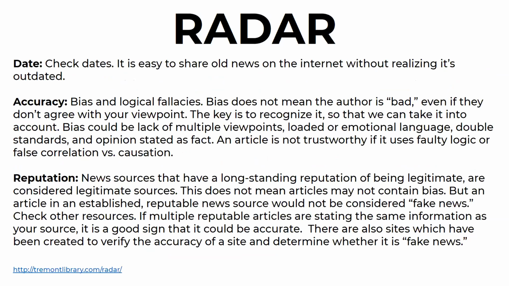Accuracy. Bias and logical fallacies. Bias does not mean the author is bad, even if they don't agree with your viewpoint. The key is to recognize it so that we can take it into account. Bias could be lack of multiple viewpoints, loaded or emotional language, double standards, and opinions stated as fact. An article is not trustworthy if it uses faulty logic or false correlation versus causation.